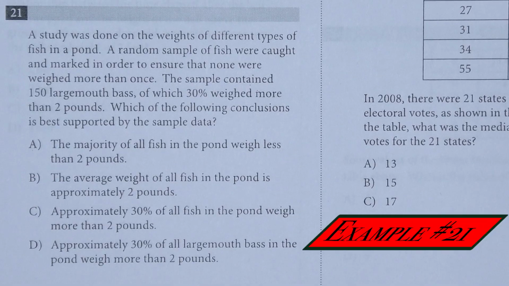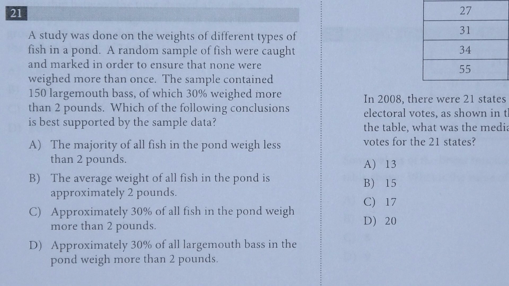A study was done on weight of different types of fish in a pond. A random sample of fish were caught and marked in order to ensure that none were weighed more than once. The sample contained 150 largemouth bass, of which 30% weighed more than 2 pounds. Which of the following conclusions is best supported by the sample data?